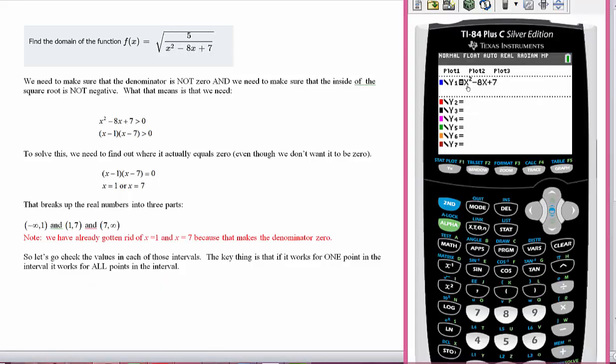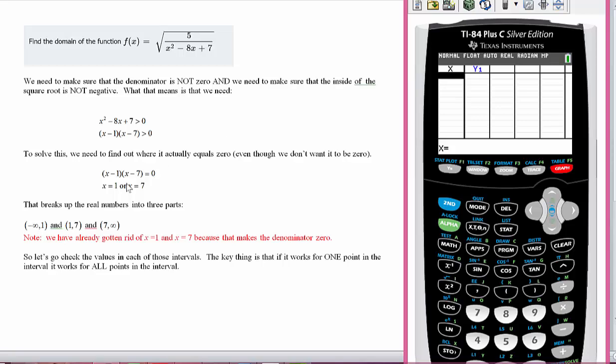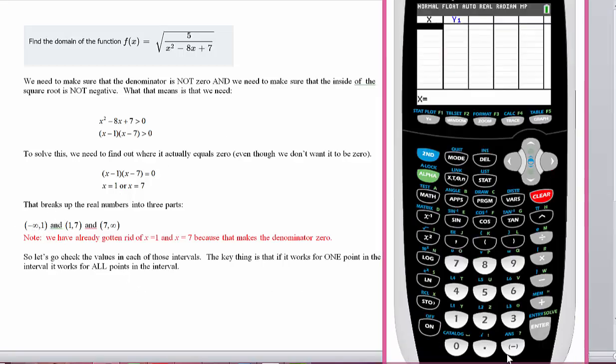So I've already typed in x squared minus 8x plus 7. I'm going to go to the table, and I've got it set up so I can type in my x's. So let's check out x's in this interval from negative infinity to 1. Let's type in like negative 2. Notice that the y value is 27. It is indeed greater than 0.